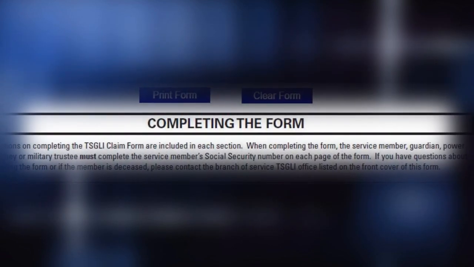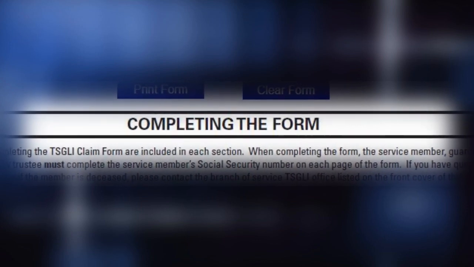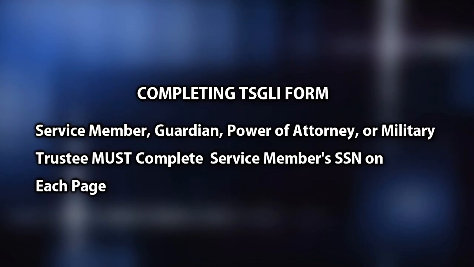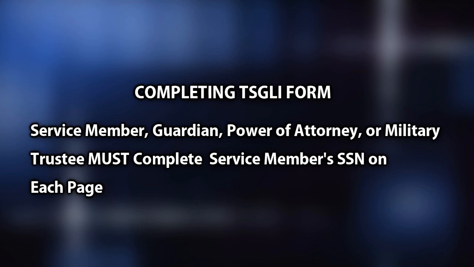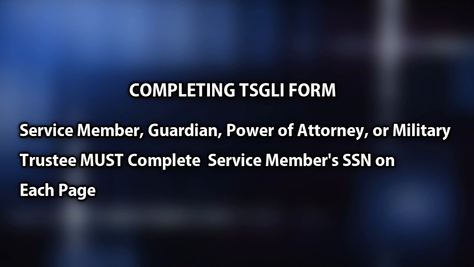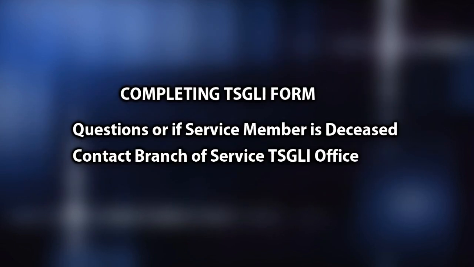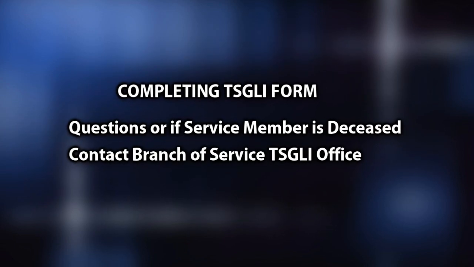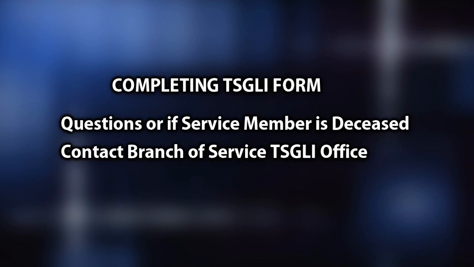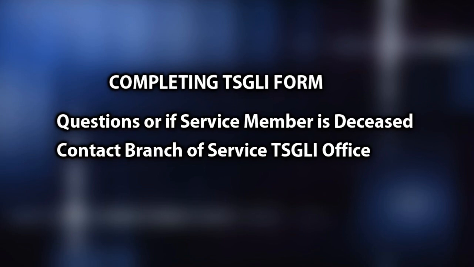Page 2 discusses completing the form. Instructions on completing the TSGLI claim form are included in each section. When completing the form, the service member, guardian, power of attorney, or military trustee must complete the service member's Social Security number on each page of the form. If you have questions about completing the form, or if the member is deceased, please contact the Branch of Service TSGLI office listed on the front cover of this form.